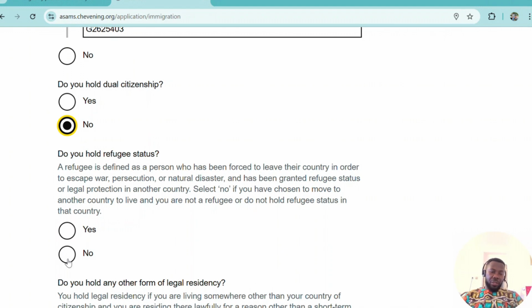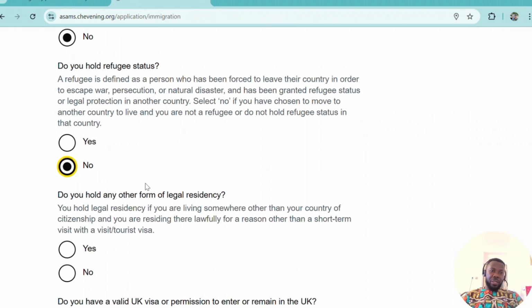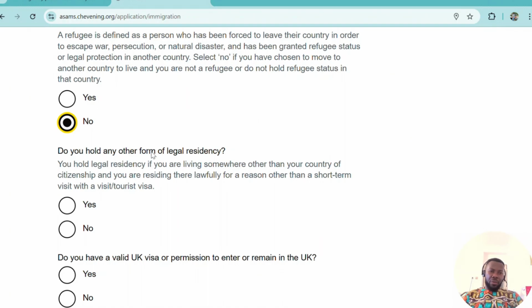Do you hold refugee status? If you do, you say yes, but here the person does not. Do you hold any other form of legal residency? You hold legal residency if you are living somewhere other than, of course, if it was in my case, I would say yes, but now it's not my case and the person does not hold any other form of legal residency. So here I have selected no. And here they explain you hold legal residency if you are living somewhere other than your country of citizenship and you are residing there lawfully for a reason other than the short-term visit with a visit or tourist visa.